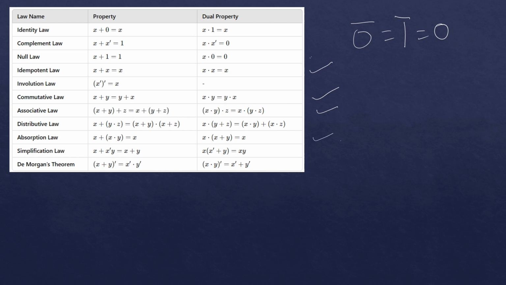Next is the absorption law. This is somewhat important, I can say, because most of the equations you can solve directly by using this law.